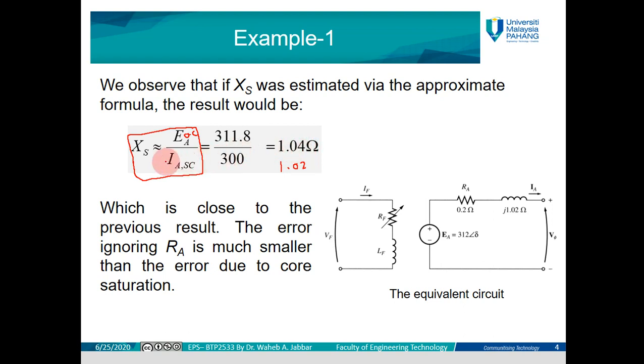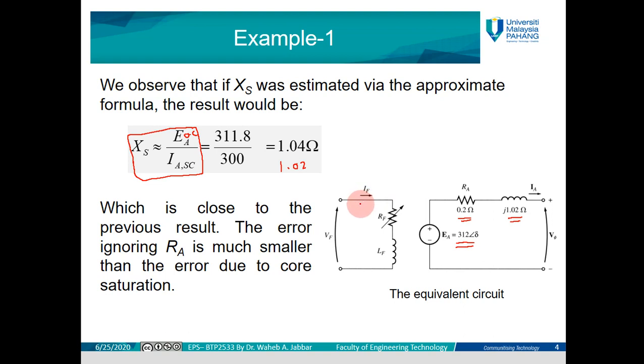Then since we have XS, we have RA, we have EA, we just need to draw the equivalent circuit here. So this is EA, which is 311.8 or 312, almost 312. RA is 0.2 from the DC test. XS is 1.2, from the open circuit and short circuit test. So this will represent the equivalent circuit. IF here will equal 5 ampere at the full rated current.